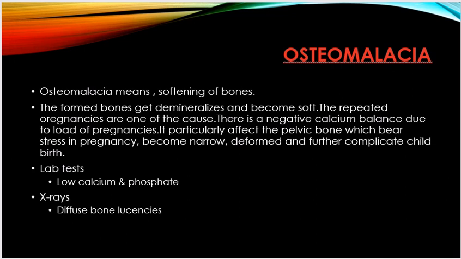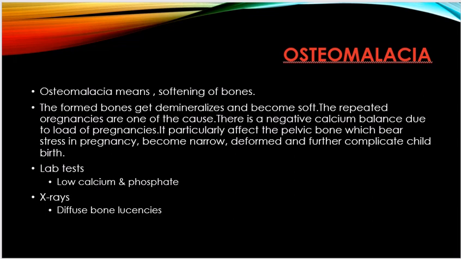And the second deficiency symptom of vitamin D is osteomalacia. It means softening of the bone. The formed bones get demineralized and become soft. Repeated pregnancies are one of the causes of this osteomalacia. There is a negative calcium balance due to a load of pregnancies. It particularly affects the pelvic bone, which bears the stress in pregnancy. The pelvic bone becomes narrow and deformed and further complicates childbirth.